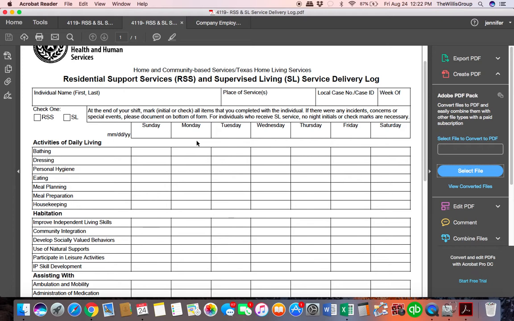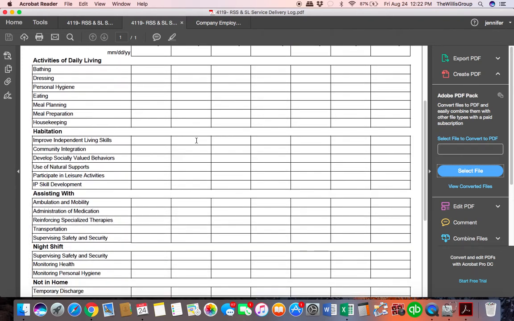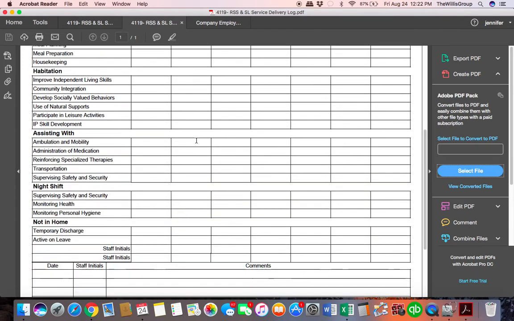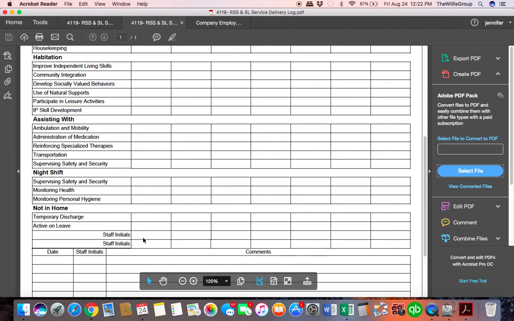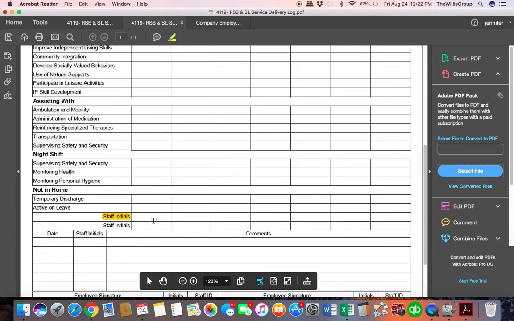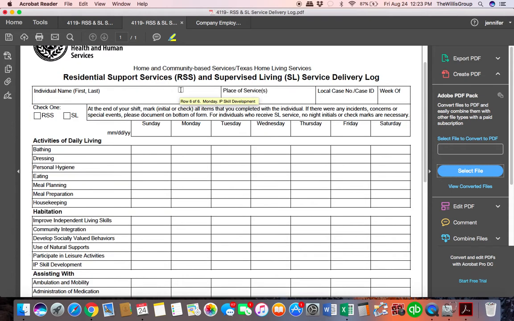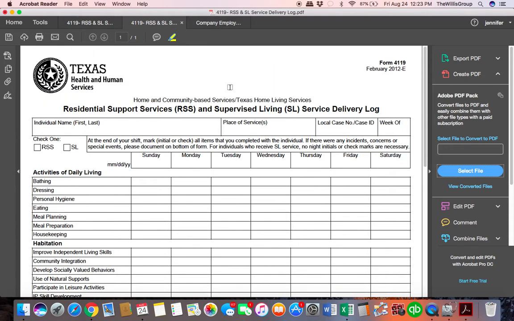They pretty much look the same for individuals who are also in the host home setting, and we have a training that discusses which sections need to be filled out. Definitely in particular for staff to initial the day that they provided service for the client as indicated here. So we are referencing this form as a service delivery log that also needs to be completed.